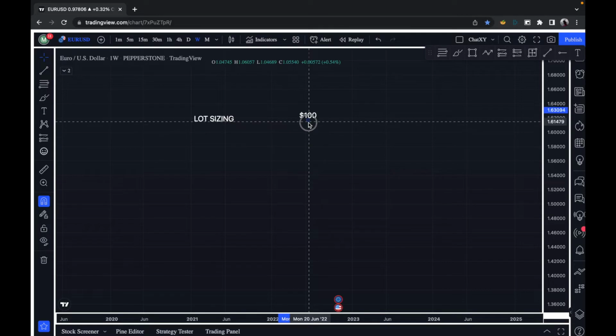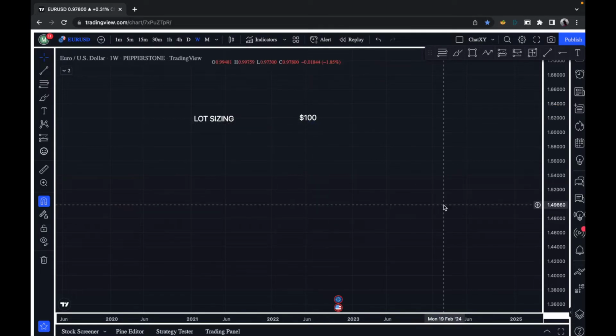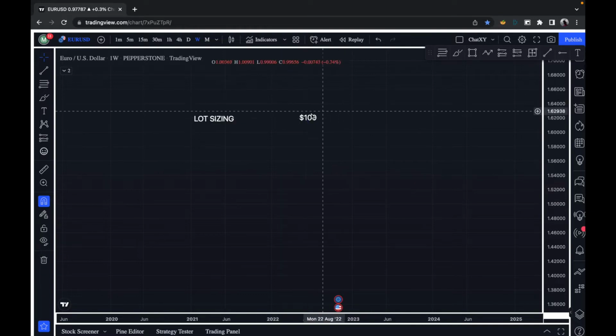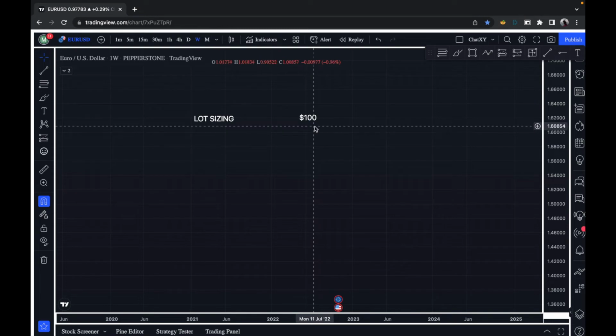Someone has an account of $100 and then you want to trade this account with a mini lot size, that's 0.1. With mini lot size, if you open a trade and the trade goes against you 100 pips, this account is gone. This $100 account is gone because 100 pips of mini lot size is $100.